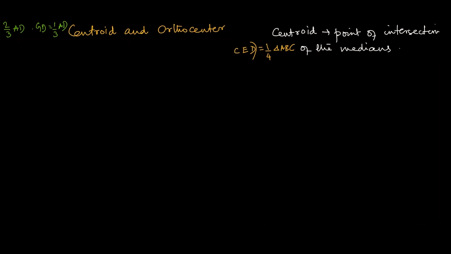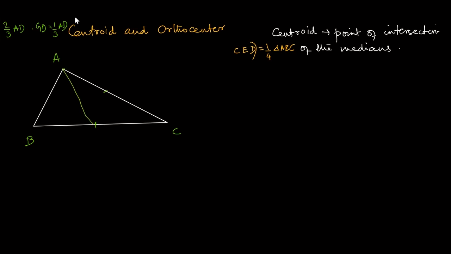So the third type of question would be like this. The triangle is ABC and we have the midpoints. We have the midpoints like this. So D, E, F, and this is the point G.